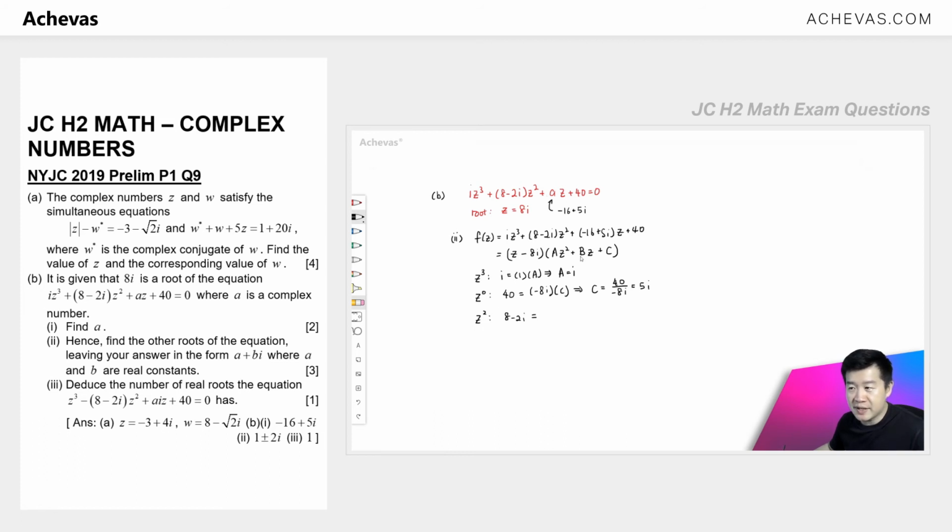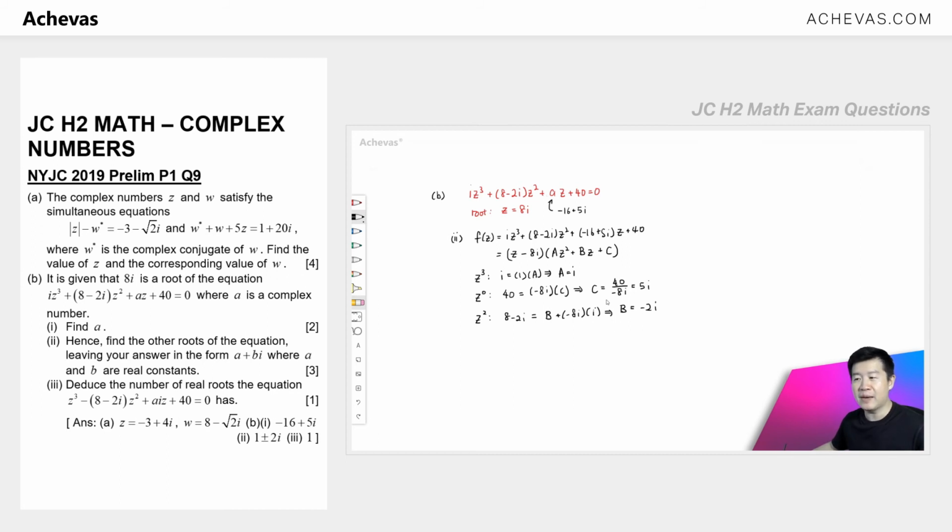So this times this is going to give me a z squared. So 1 times b, the coefficient is b. And this times this is going to give me z squared. a is i, so we are talking about plus minus 8i multiplied by a, which is i. So from here, we will be able to get the value for b. b is going to be equal to minus 2i.